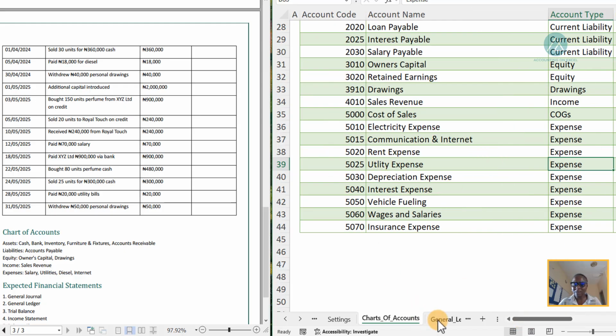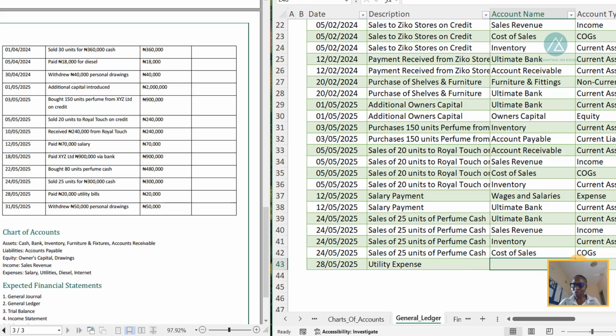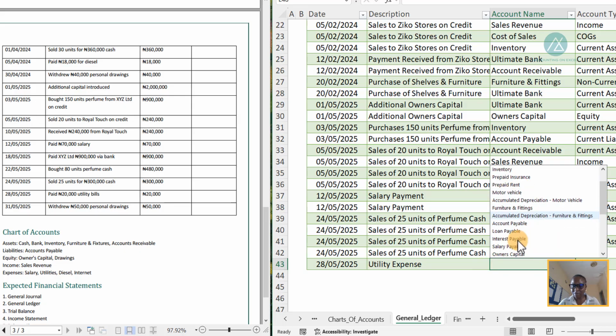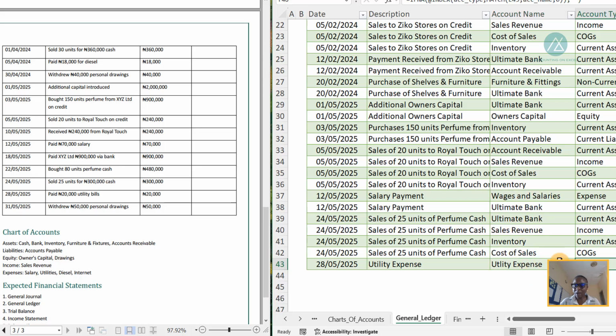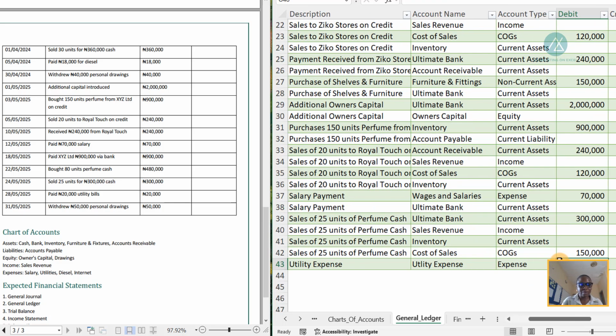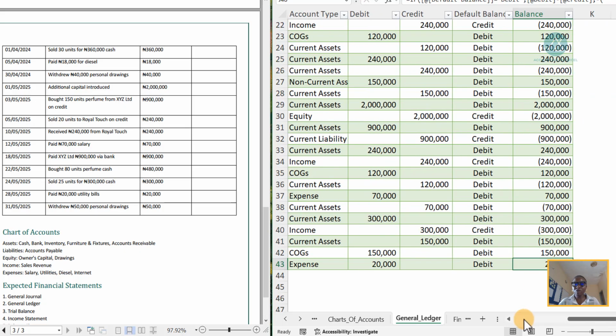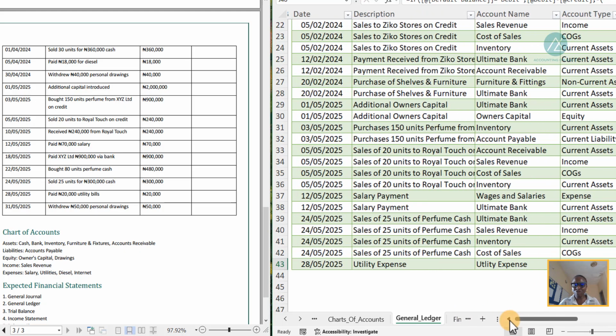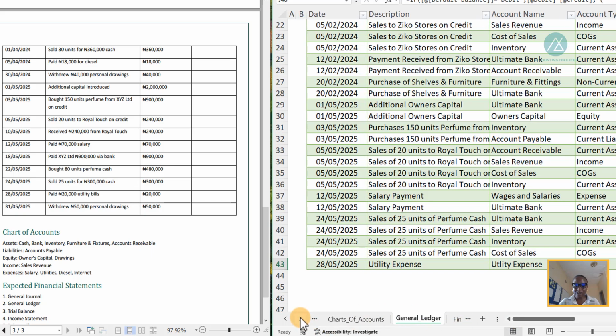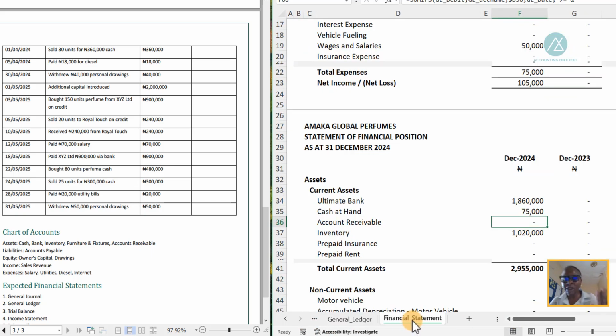Having created that, I'll go to my general ledger and capture the utility expense. Definitely I should see that here. Utility expense, how much is it? Utility expense debit is 20,000. So before we do the second entry, let's just move to the financial statement. Let me show you something in the financial statement.